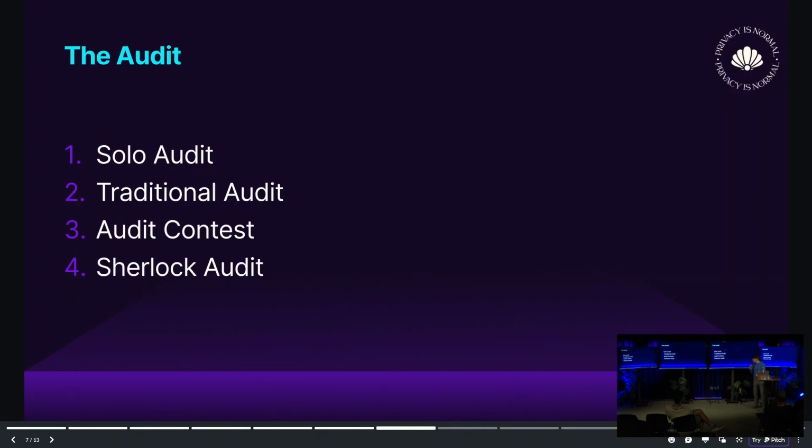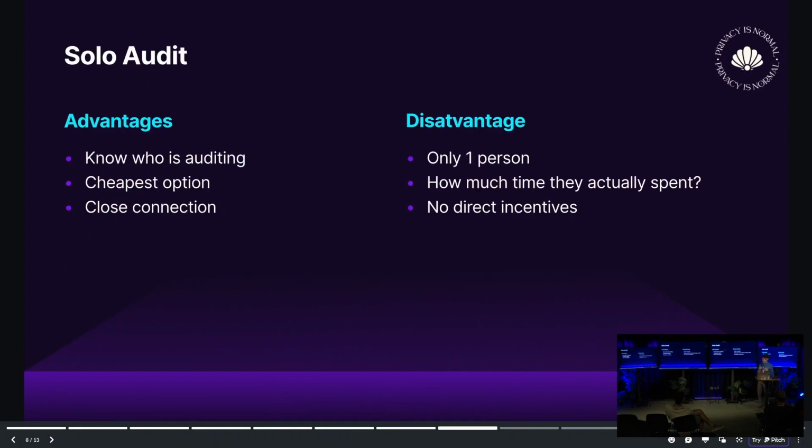Now, if we talk about the audit itself, you generally have three or four routes to go with, from cheap to very expensive. These are a solo audit, a traditional audit, and then an audit competition, an audit contest. Sherlock is also in that realm, but I put it separately because I want to touch upon it. So the solo audit: what are the advantages and disadvantages? The biggest advantage, obviously, is that it's cheap.